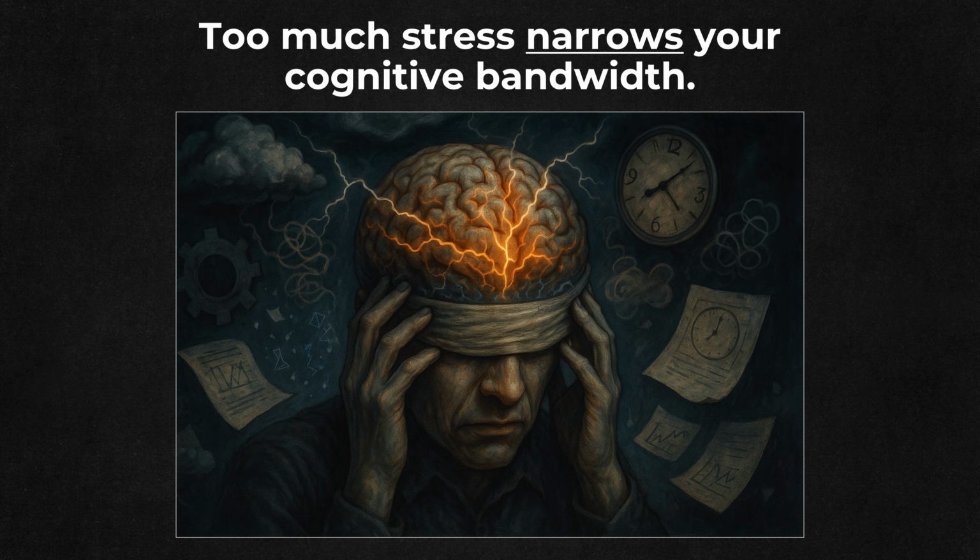Too much stress narrows your cognitive bandwidth. Cognitive load becomes overwhelmed when you're juggling fear, uncertainty, and the need to perform. This narrows your working memory and attention span, making it harder to analyze information, spot patterns, and stick to your plan. In essence, your brain blinds itself to reduce overload, which leads to poor judgment.